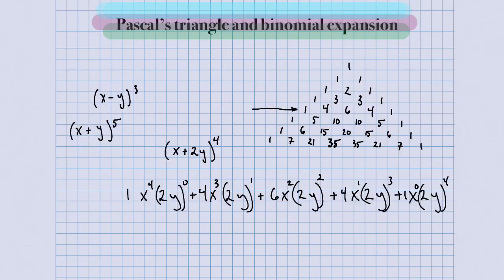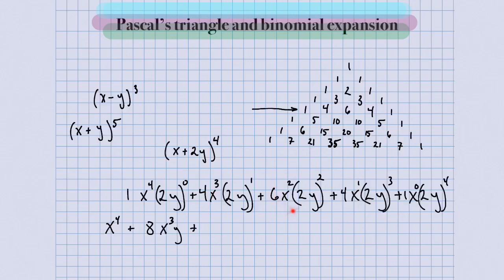So the first one here, we have x to the fourth, 2y raised to the 0 power is just going to be 1. So we're going to say that we have x to the fourth. Then we're going to add 2y raised to the first power, which is just 2y. And since this is all being multiplied together, we can multiply these coefficients together. So we're going to have 8. 4 times 2 is 8, x cubed y.